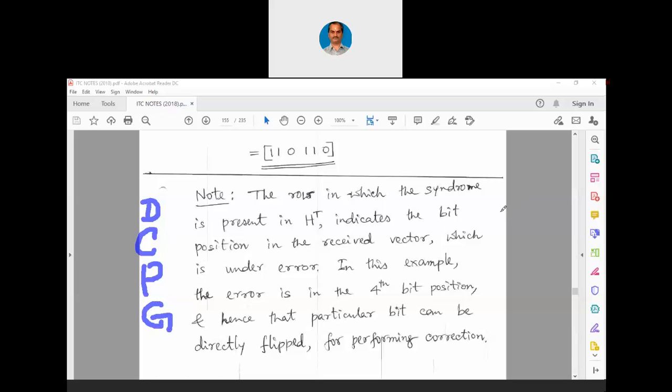Now at the destination side you have a received vector, and at the destination side you have a Hamming matrix, and using the Hamming matrix you will compute a syndrome for the received vector, and using the syndrome we compute an error vector for the received vector. By means of the error vector we can correct the error that is present in the received vector.